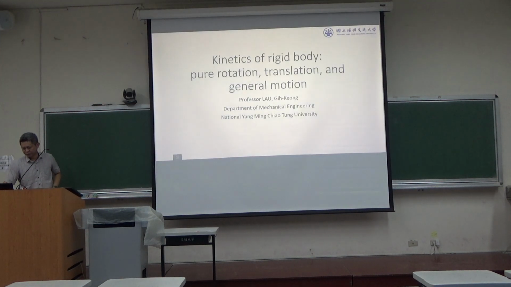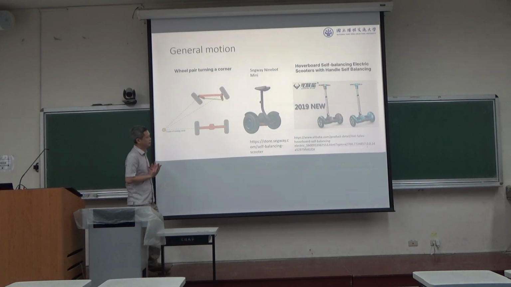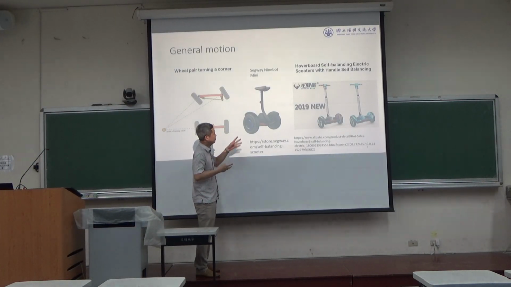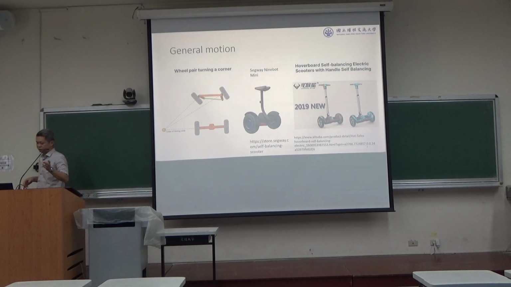Okay, so let's see one of the easiest examples that you can visualize. What does the general motion of a rigid body mean? If you have a two-wheel vehicle, you can see that it can go forward for translation. It can also rotate about the center. It can also go around a corner with curvilinear motion, or general motion.